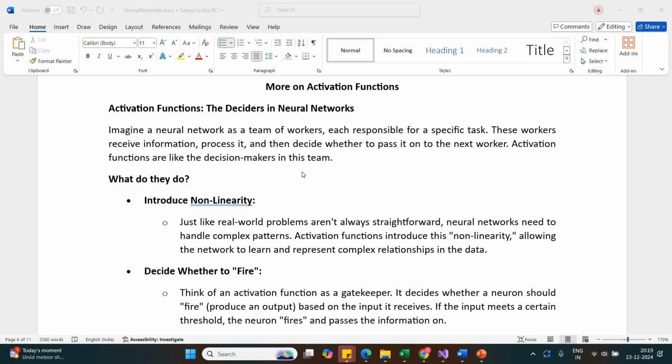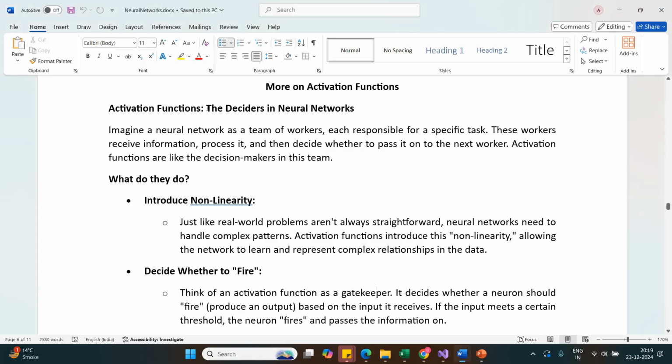Hello and welcome back. In this video, we are going to discuss activation functions in much more detail. Let's see what activation functions are. We took a small understanding of them in the previous video.